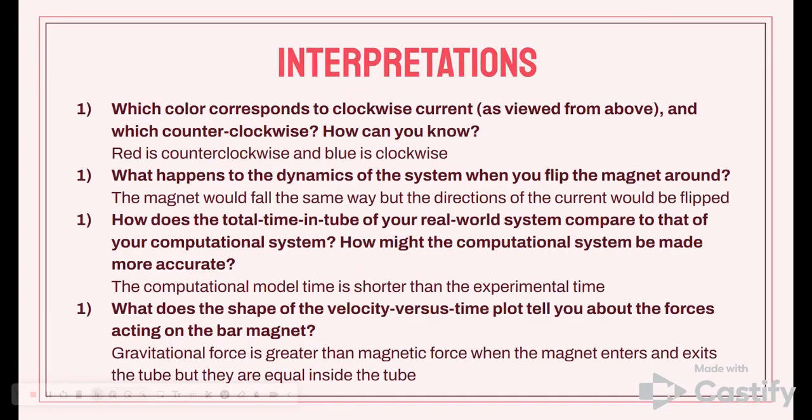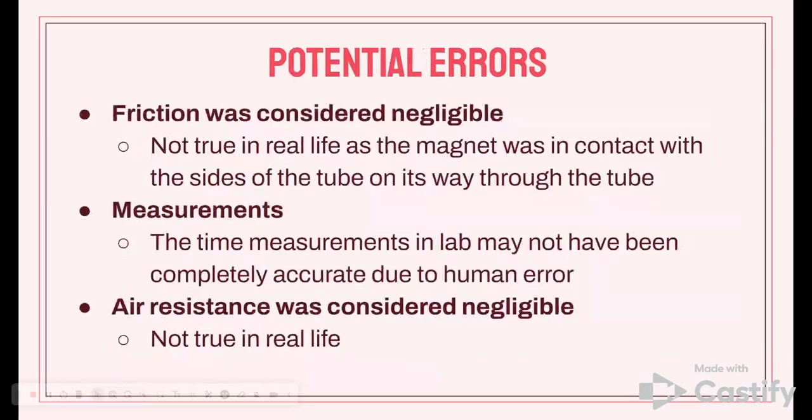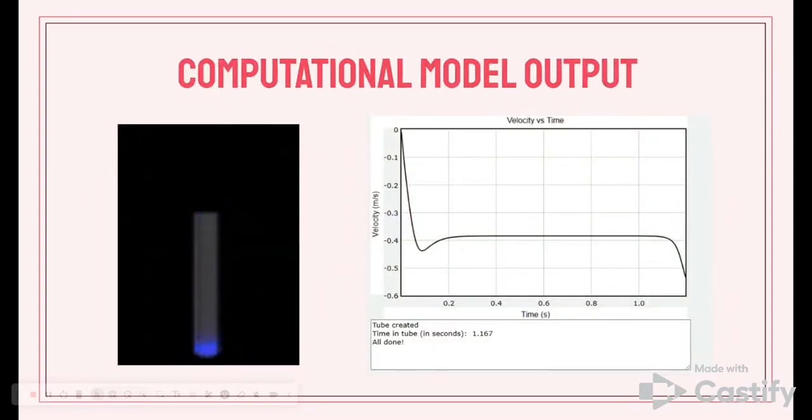The shape of our velocity versus time plot tells us about the forces acting on the bar magnet. We know that the gravitational force is greater than the magnetic force when the magnet enters and exits the tube. As you can see, there is a net force as the velocity is not constant, but they're equal inside the tube, which is why the velocity is constant for that time in the tube.